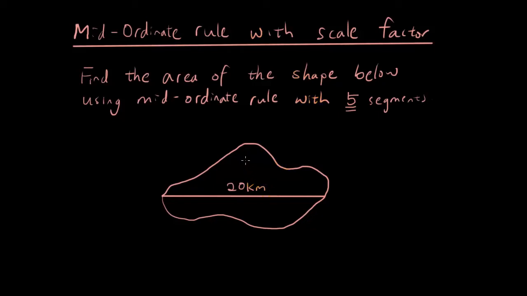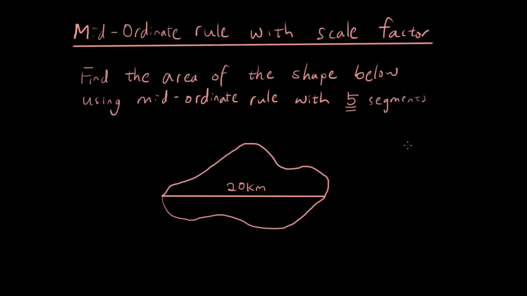Well, basically we have an area of some sort of shape. You can imagine it to be a suburb or a small island or something like that, a top-down view of an island, and we have the length from one end of the island to another measured in real life to be 20 kilometers.